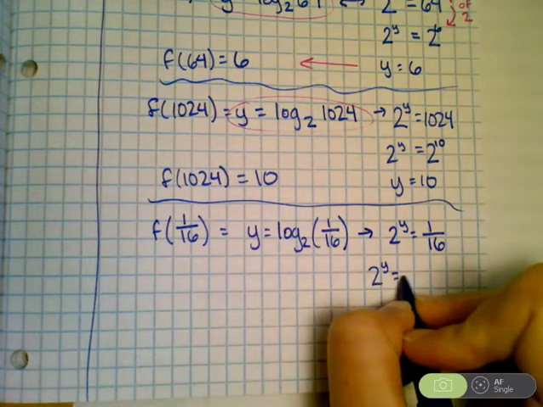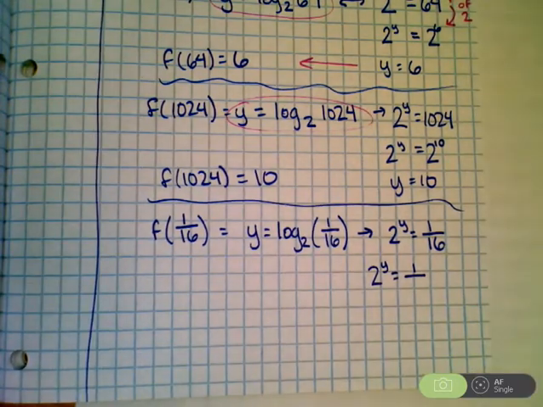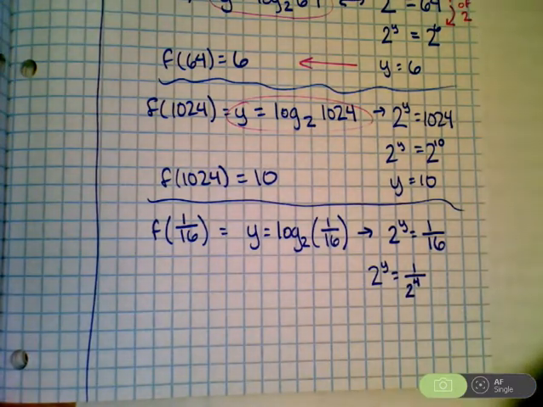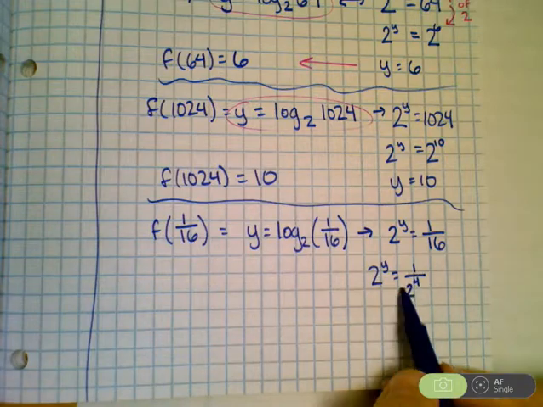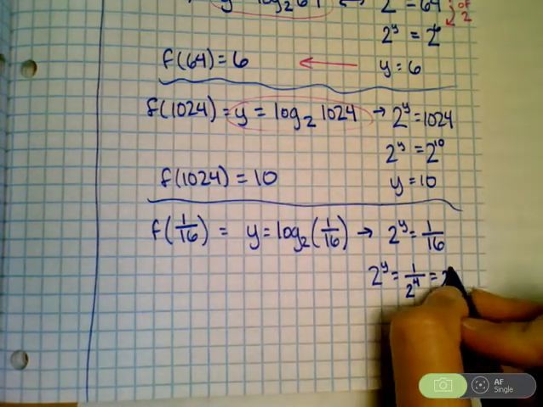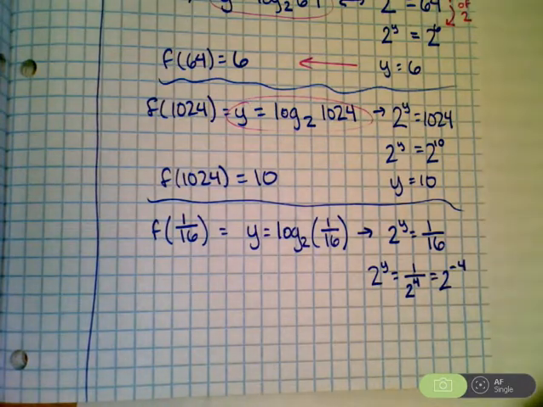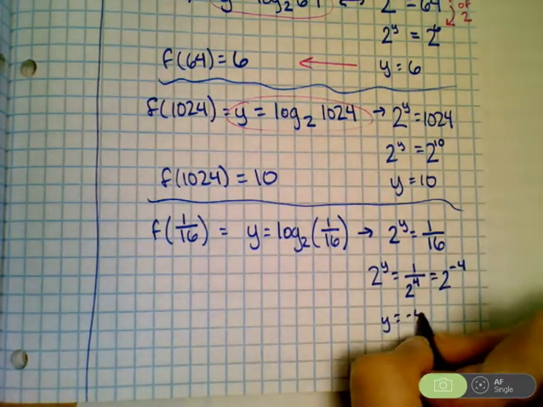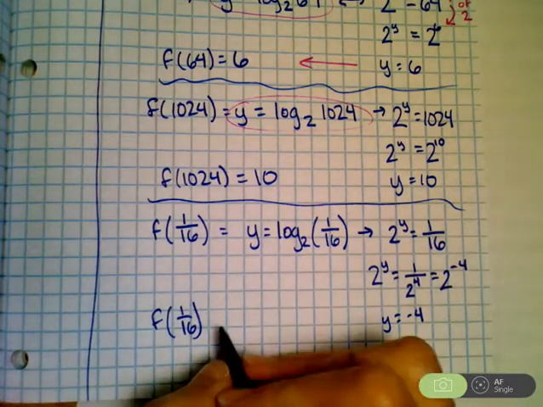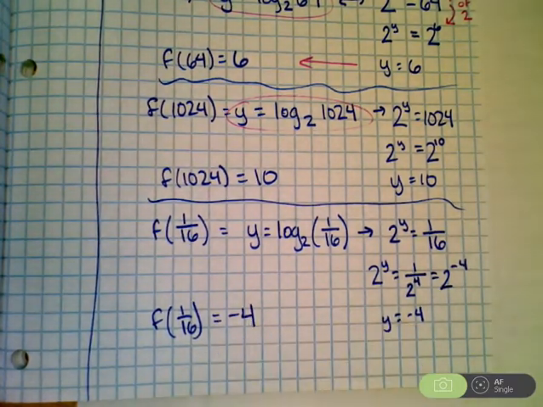So 2 to the y is 1 over 16, and 16 is what power of 2? Well, 2 to the 4th is 16. We're close, right? We have 2 to the y and 1 over 2 to the 4th. Well, 1 over 2 to the 4th is the same as 2 to the negative 4. So y must equal negative 4. So f of 1/16 is negative 4.